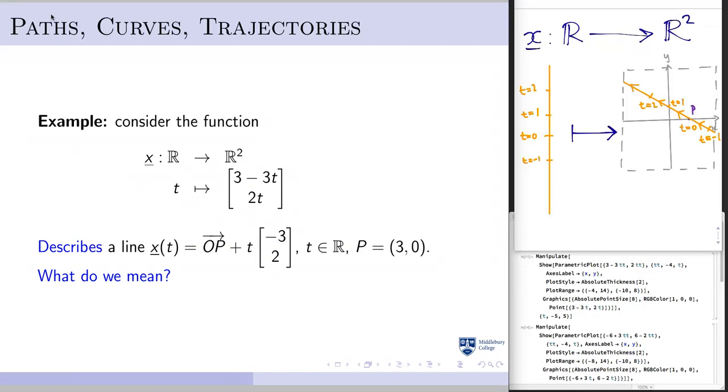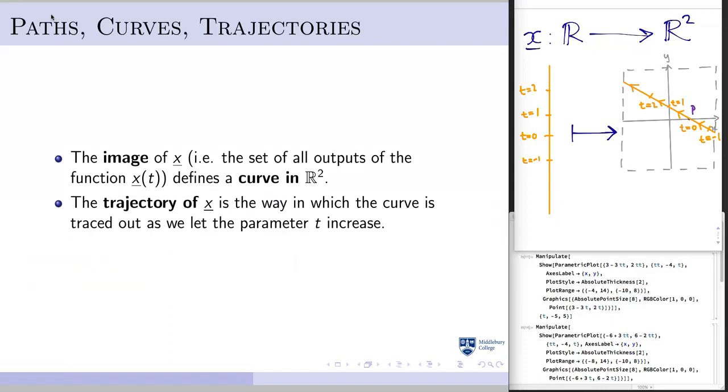So we want to think a bit more about what we mean by saying this function describes a line. When we say that, we mean that the image of this function, the outputs, which is the orange line on the right-hand side, defines a curve inside R^2. It's important to remember the difference between the path, which is a function that takes in inputs and spits out outputs, and the image of this function, which defines for us a curve. The curve is a collection of points inside some vector space. The path is a function which spits out outputs inside a vector space. So the trajectory of x is the way in which the curve is traced out as we let this parameter t increase.